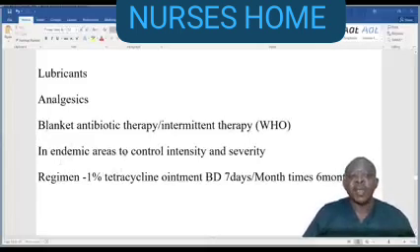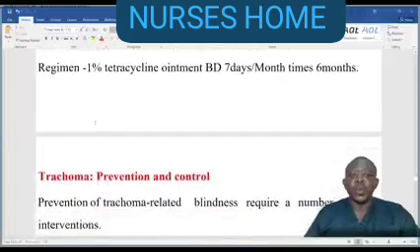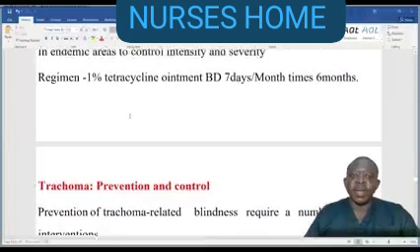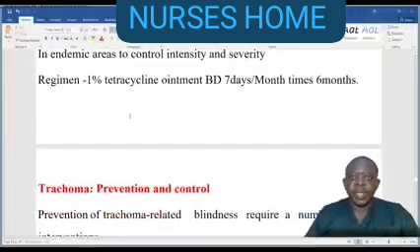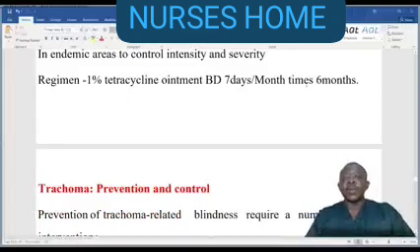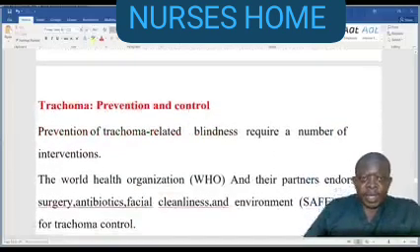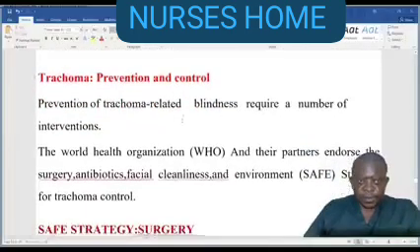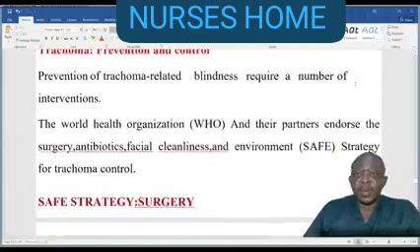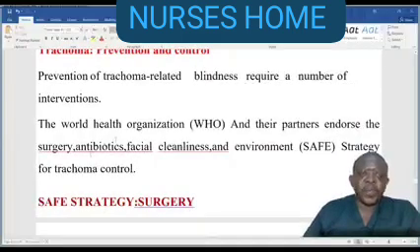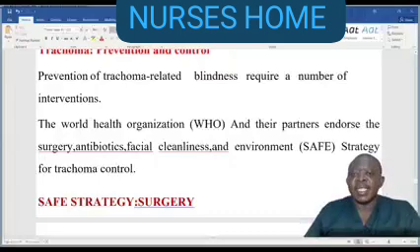Then in endemic areas, to control intensity and severity, the regimen of tetracycline ointment can be given for even up to 6 months. It can be given BD for 7 days or can be given for 4 months, like 6 months. Let us now look at trachoma prevention and control. Prevention of trachoma-related blindness requires a number of interventions. The World Health Organization and their partners endorse the surgery, antibiotic, facial cleanliness, and environment strategy of trachoma control.